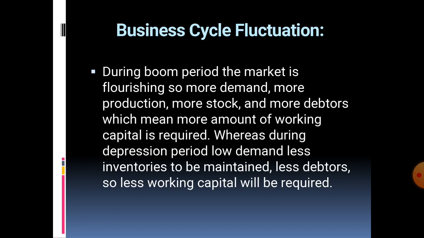Now moving ahead, the next one is business cycle fluctuation. Fluctuation, we all know, is coming down and going up. During a boom period, the market is flourishing, so more demand, more production, more stock, and more debtors, which means more working capital is required. During the period of boom, a person requires more production, more demand, more stock, more debtors, which generally results in a greater requirement of working capital.